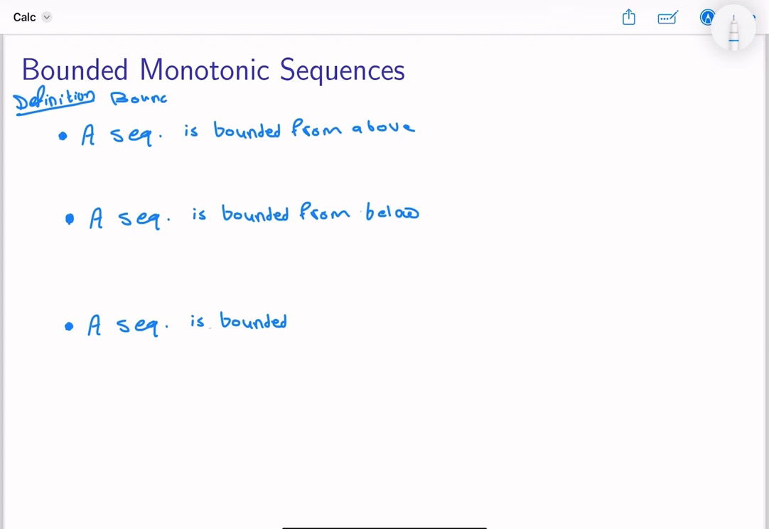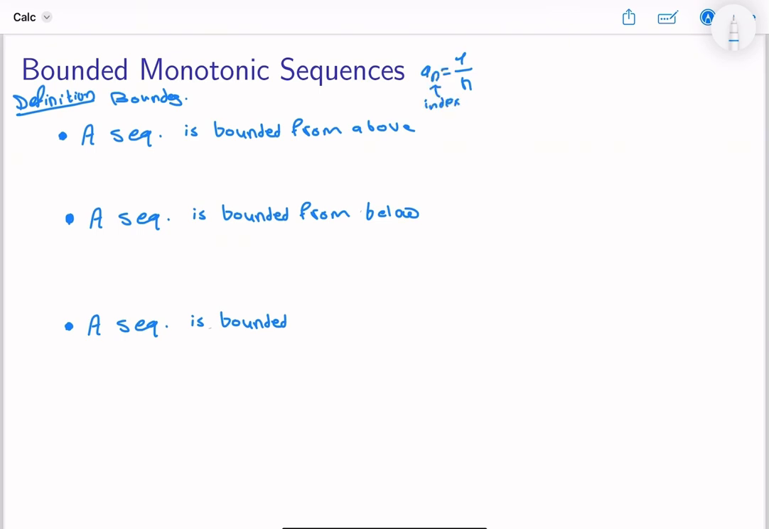So I remind you, sequences are these lists of numbers that actually allow repetition and where order matters. So let's take an example before, as a motivation for this definition. If you look at the sequence 1 over n, so if we take an to be 1 over n.